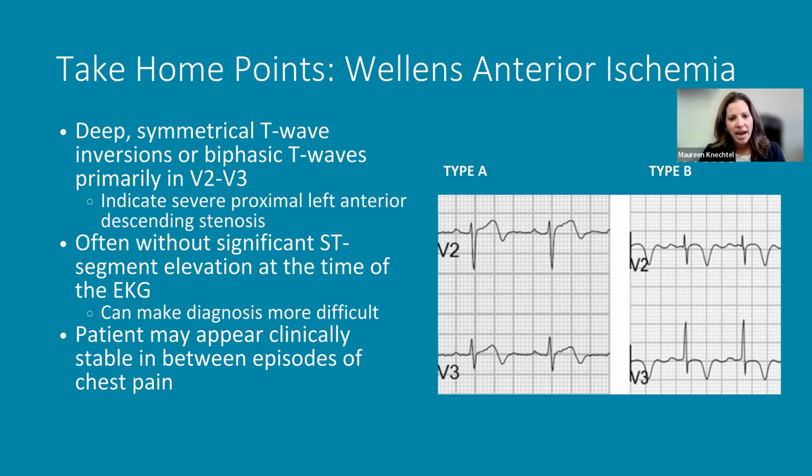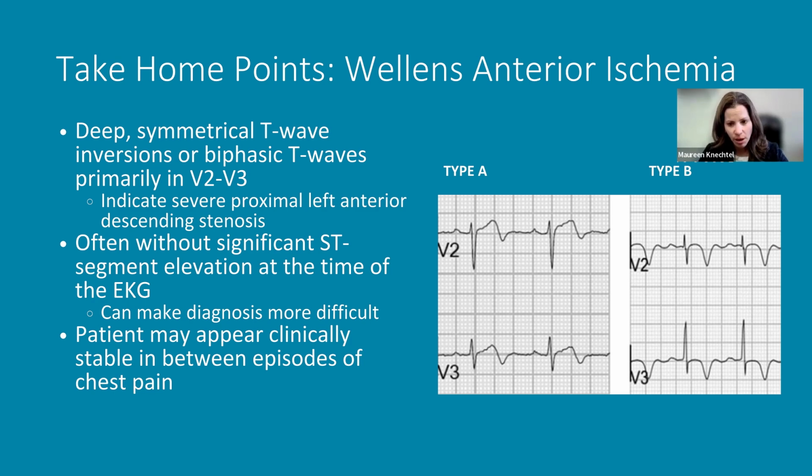This particular pattern, looking at leads V2 and V3, you can see these characteristic changes. We've got biphasic T waves or deeply inverted T waves in precordial leads, specifically V2 through V4, most prominent usually in V2 and V3. These changes suggest high-grade proximal left anterior descending artery stenosis, and this is referred to as a pre-infarct state. What that means is the person is at risk of developing a really significant STEMI if left untreated.